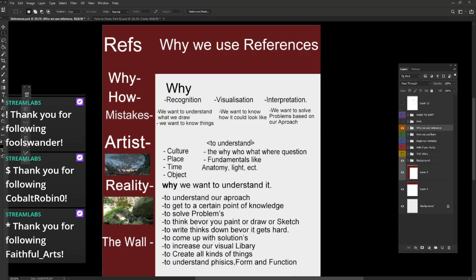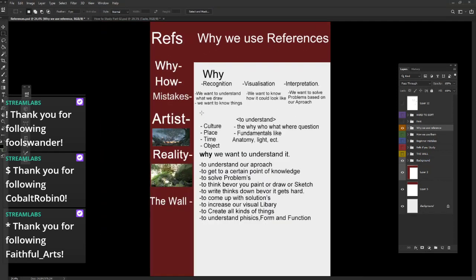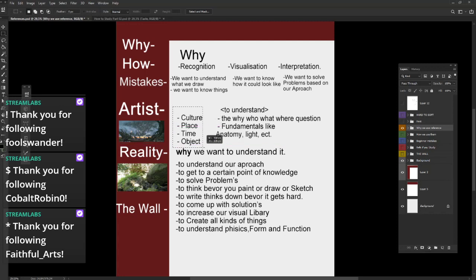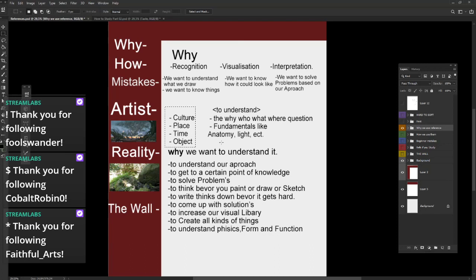Let me go back. To summarize, in the first class we covered why we want to understand reference, and the different types in terms of anatomy, I mean characters and environments, and even creatures. It doesn't matter. These are the four important things when we want to understand why we use reference and why we want to understand it.